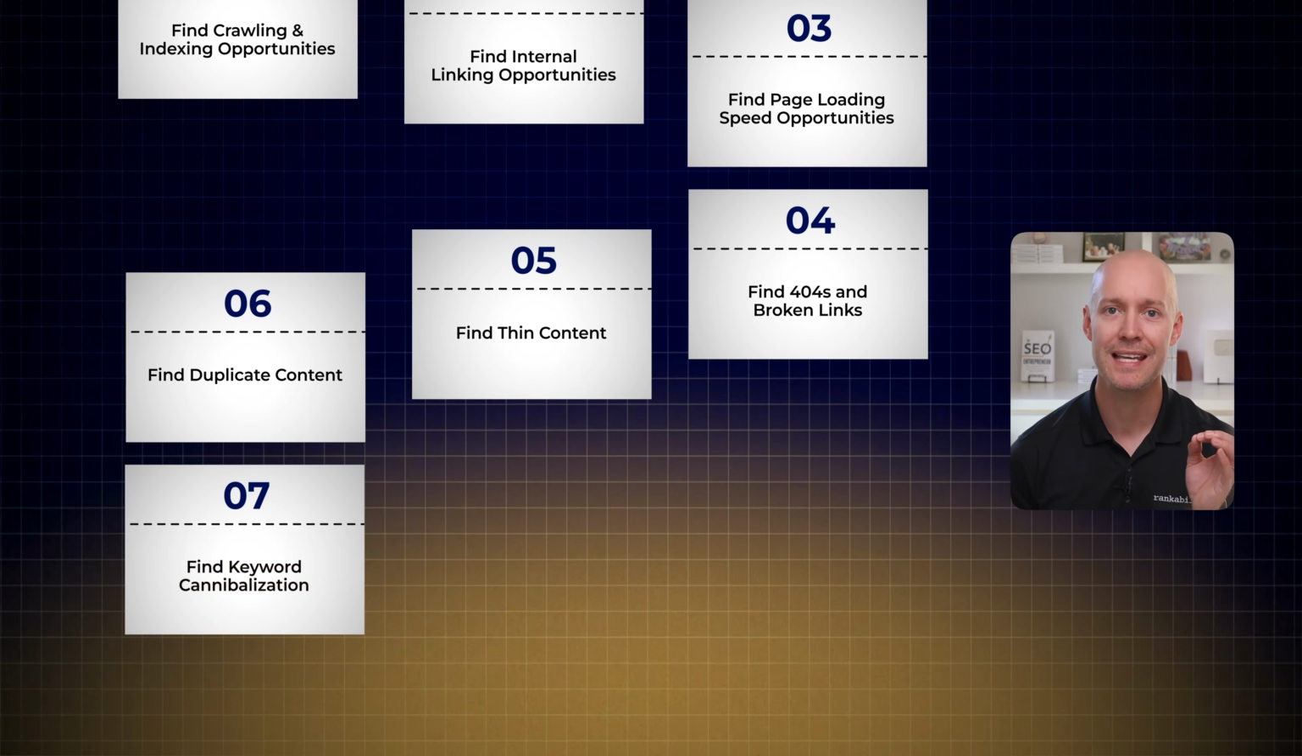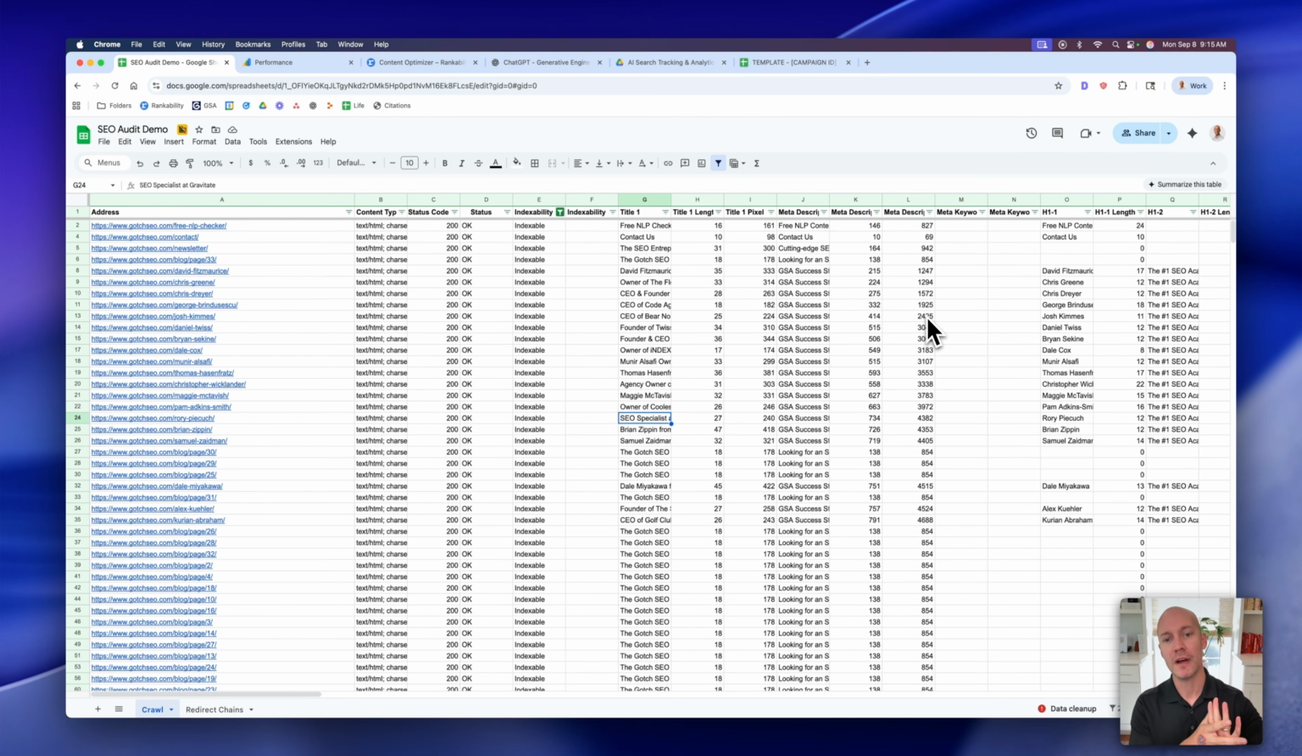Number 7, find keyword cannibalization. So now we want to find instances of keyword cannibalization, which is when you have two pages that are basically competing against each other for the same exact keywords with the same exact intent. Now, this is one of the most confusing concepts for a lot of people, so I'm going to try to make this really, really clear.